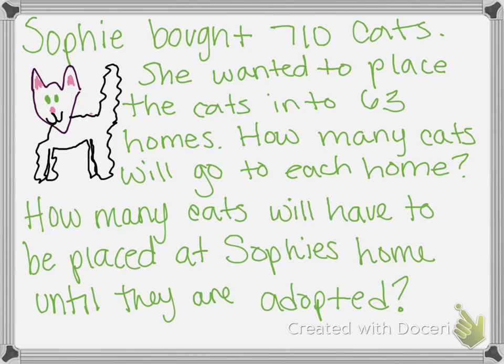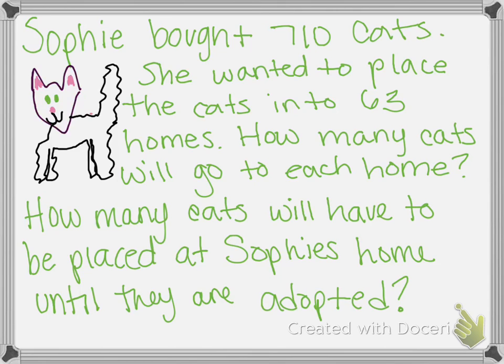Okay, so I'm going to give you a word problem because those kind of trick some of you, but we're doing the exact same thing. We're dividing 2 numbers, and one number is a 2-digit number and the other one is a 3-digit number. So my question to you is, Sophie bought 710 cats. She wanted to place the cats into 63 homes. How many cats will go in each home? How many cats will have to be placed at Sophie's home until they are adopted?